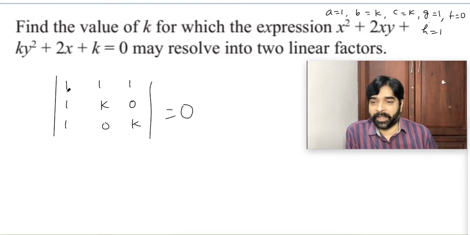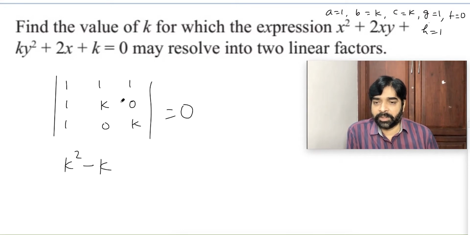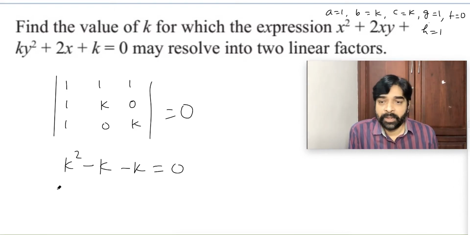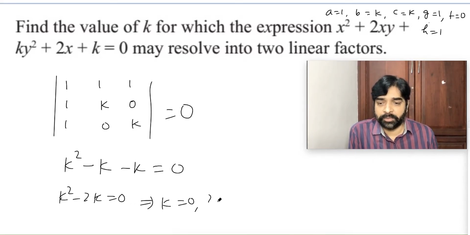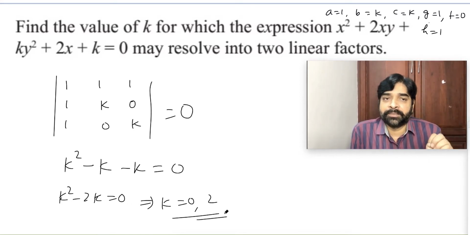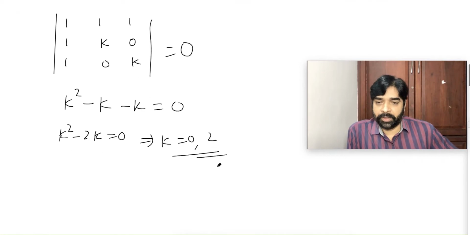Expand directly. We can make it simpler by using determinant properties, but it's okay. This one into k square, k square minus 1 into this, k, plus this, minus k, equal to 0. If I didn't make a mistake, k square minus 2k equal to 0. That means k equal to 0 or 2. How many of you got this? Good. Okay, good.